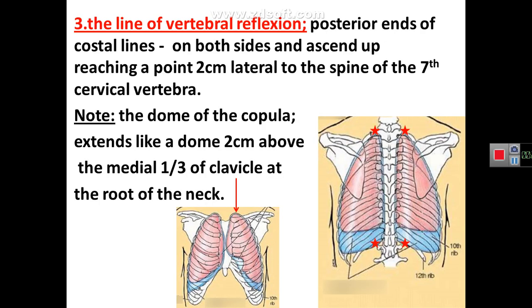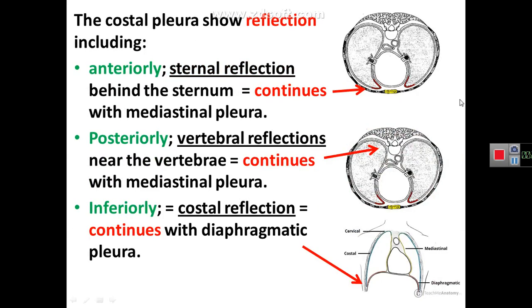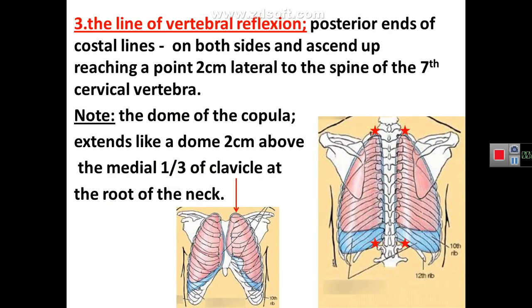Then I have to draw the line of vertebral reflection, and also going back to the same diagram to remind you what the vertebral reflection is. This is the vertebral reflection. It is the reflection of the costal pleura with the mediastinal pleura. In order to draw the line of this vertebral reflection, I will use these points, which are the posterior ends of the line of the costal reflection at the 12th rib, 2 centimeters lateral to the T12 spine.